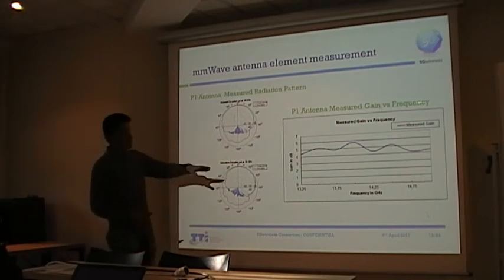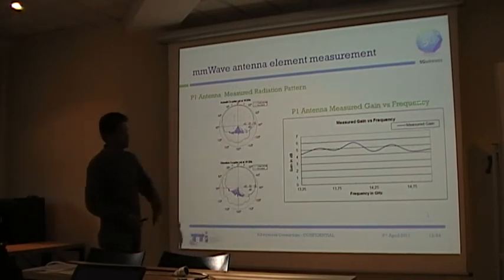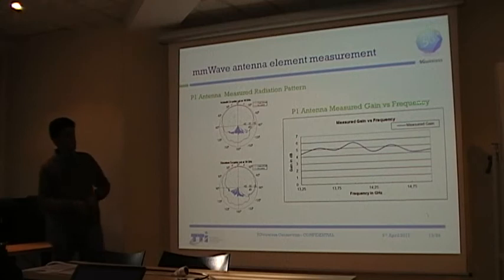And that is the measured gain versus frequency. So that's 13.5 to 14.5. The gain measurement gives us roughly 6 dBi for a single antenna. That's the measured gain.